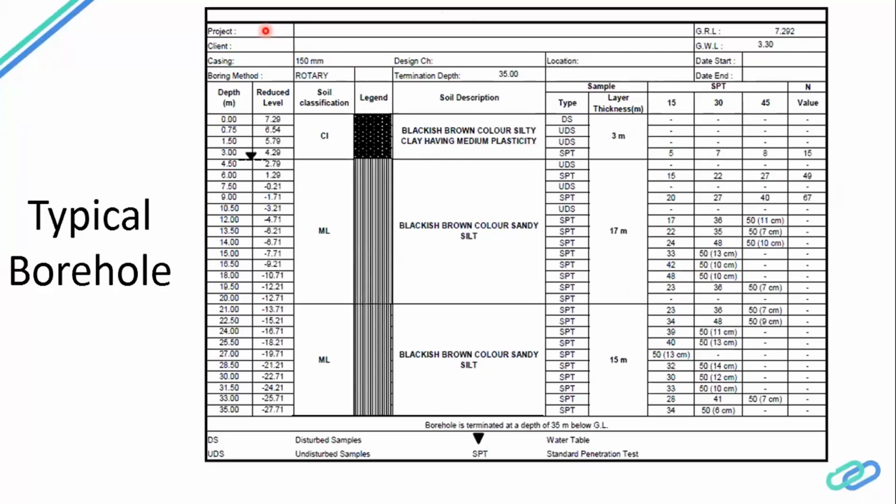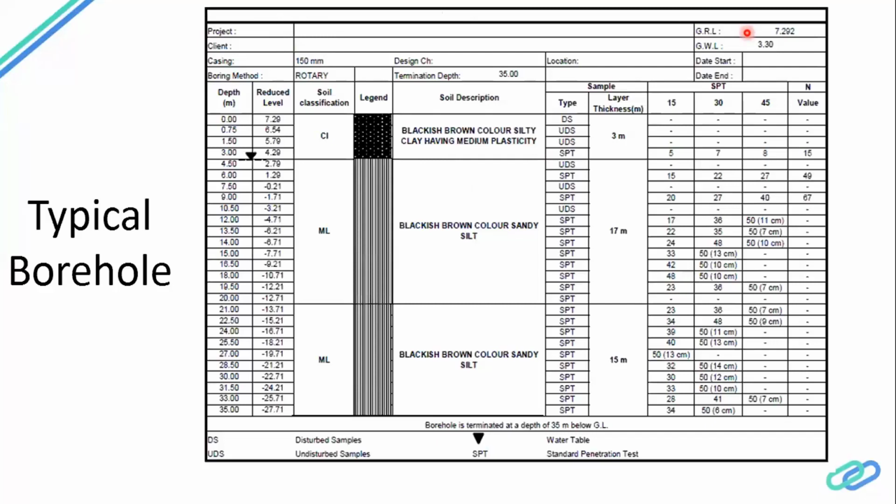This includes what the project is for which it is performed, who the client is, what the diameter of the borehole is, and what the casing is. Here it is 150 mm, which is the most common diameter used in India. And what is the boring method used? Here it is the rotary method. Then, as we have seen previously, the ground level of the borehole may vary, so the level of the borehole is very important to know.